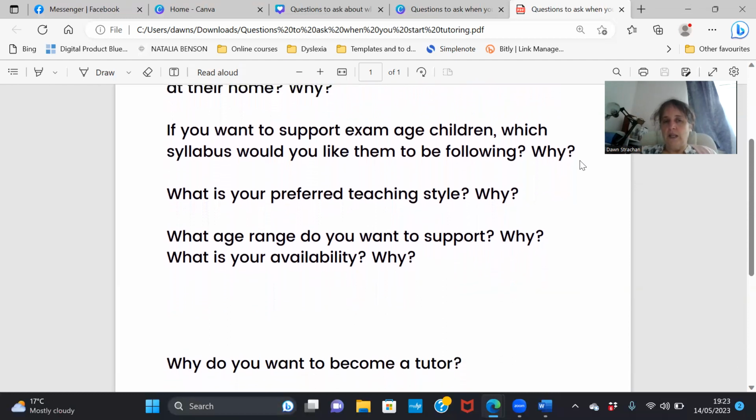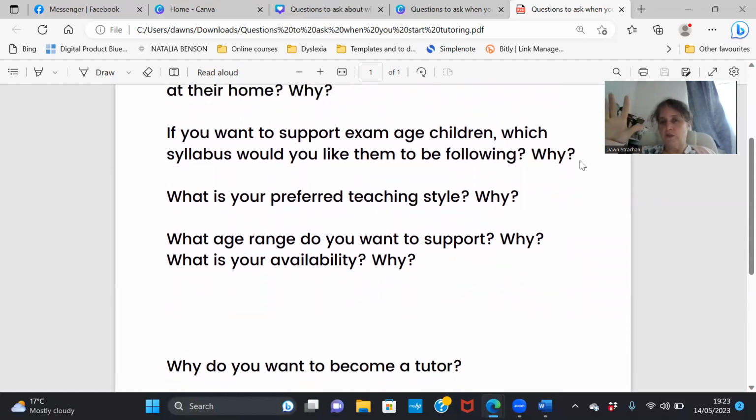The next question is, if you want to support children of an exam age, so maybe GCSE, A level or something, which syllabus would you like them to be following? Although they're all probably pretty much the same, it is most important with books, in subjects such as English Lit. For example, one school might be doing Macbeth, Animal Farm, An Inspector Calls, and Power and Conflict, but another school could be studying another syllabus, or even the same syllabus but with different books. So the amount of work you're creating for yourself in preparing your knowledge and resources is increasing. So is there a specific syllabus you want to follow?